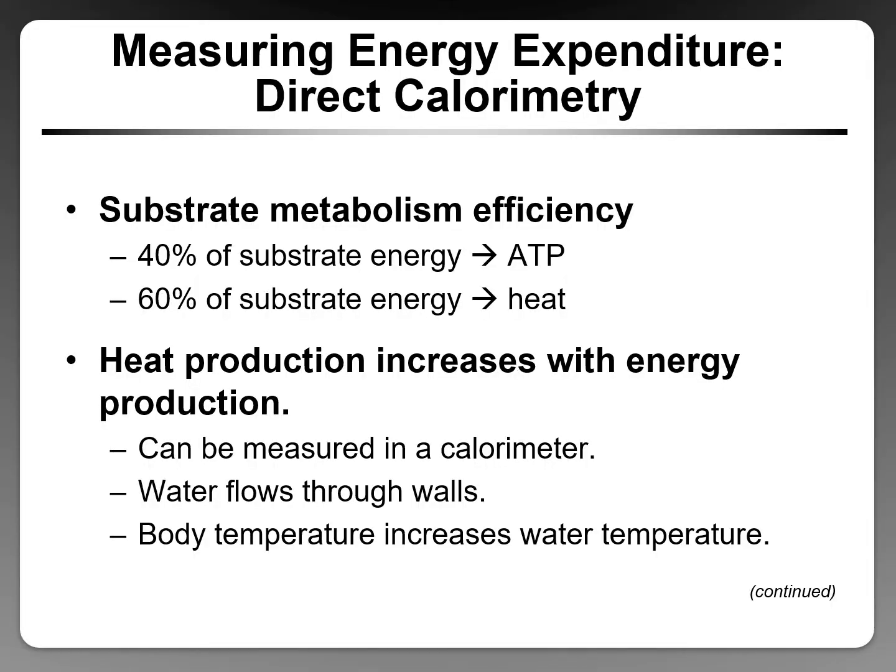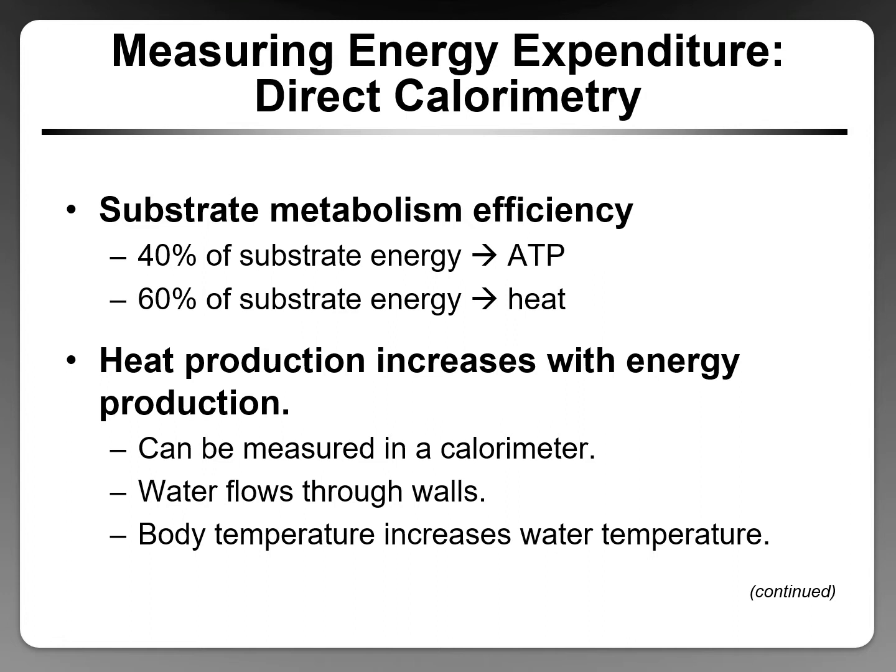So to start, we need to talk about how we actually measure energy expenditure. We have two ways that we do this. The first is direct calorimetry and the other is indirect calorimetry. Direct calorimetry is where we are actually going to directly measure the calories that are burned by an individual. This is going to give us an idea of substrate metabolism efficiency.